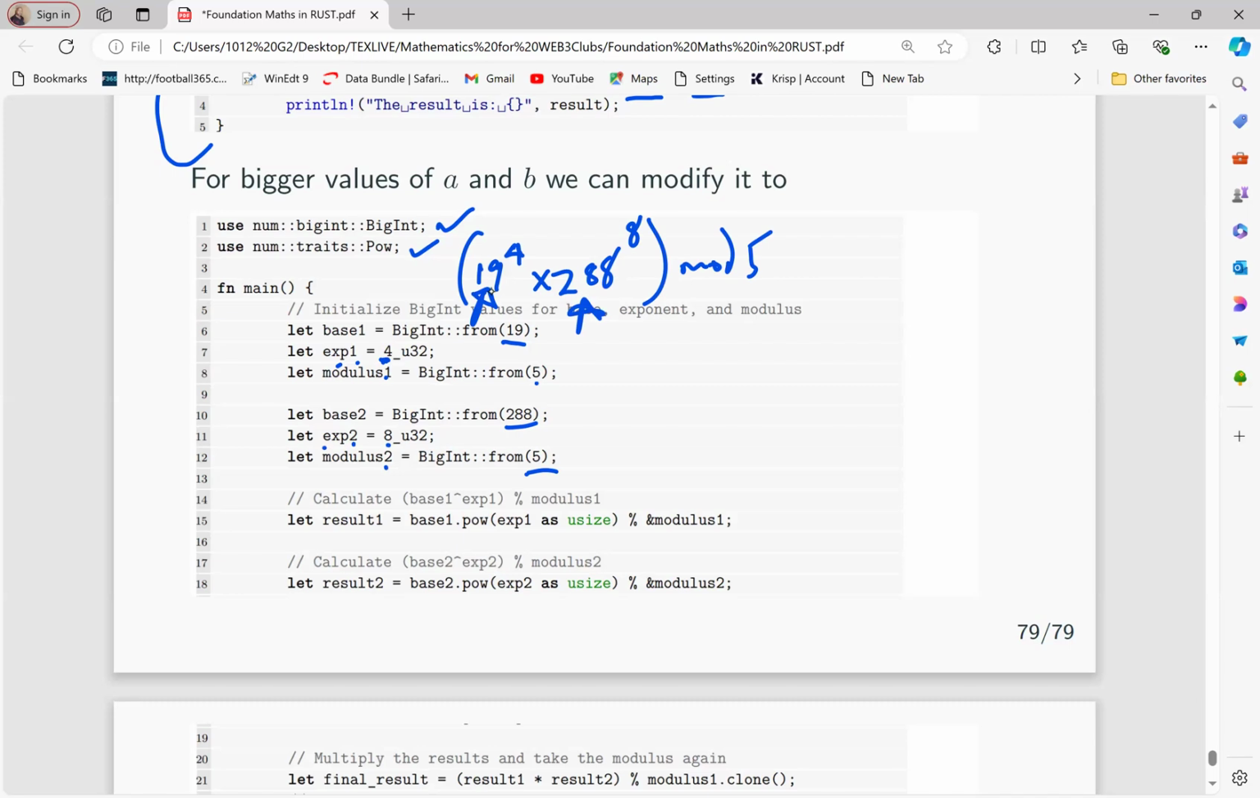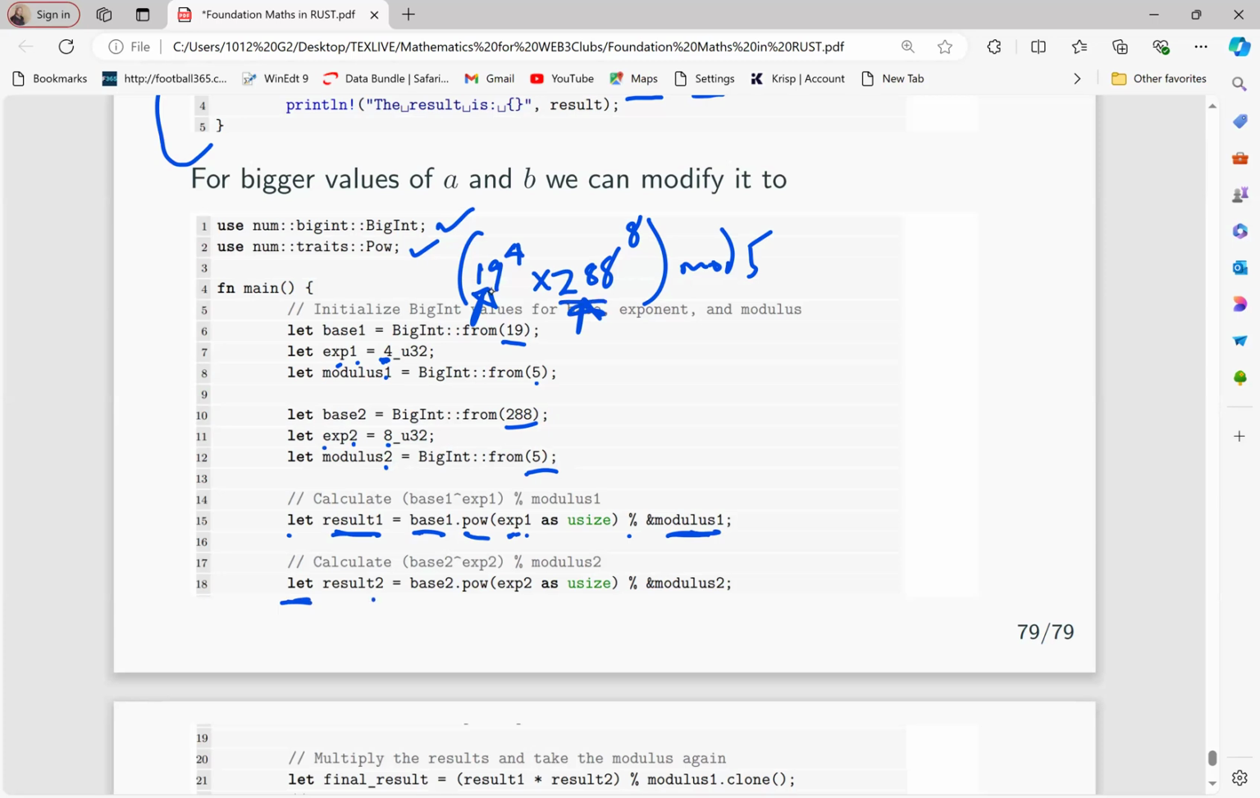So you can see, let result 1 be base 1 raised to this power, the first exponent, mod the first modulus. Of course, the first modulus and the second modulus are the same. There are cases where you may want them to be different, and so again, it will still work. Now it will do for this part, and then this part is doing for the second part.